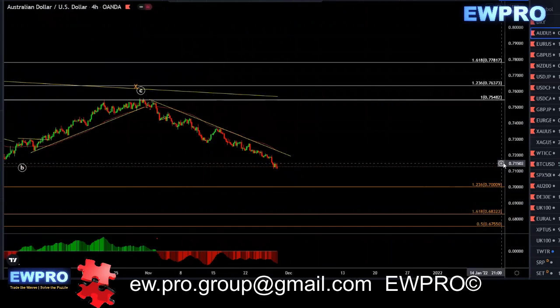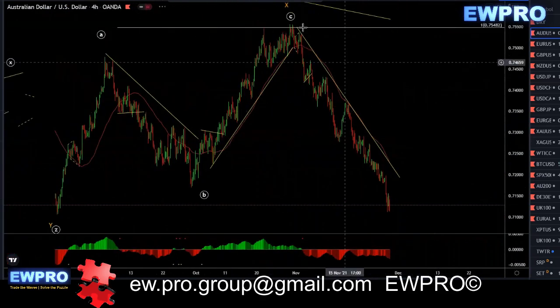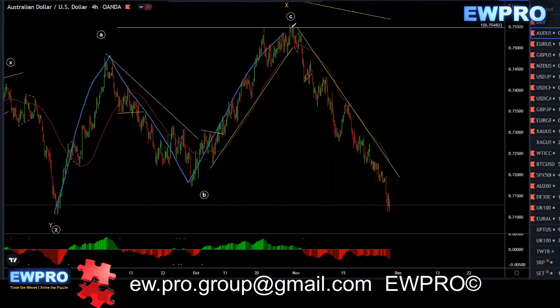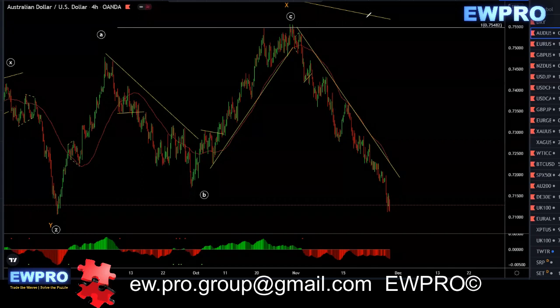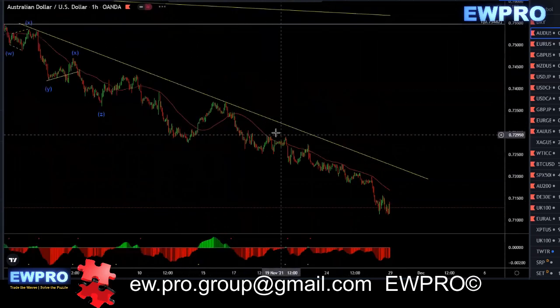On the H4, like I've been saying, we got that A, B, C up to the 100 fib, bounced off that 100 fib, and we got just one wave down here. You can only really look for sells, but it's gone too far. You don't want to be in the sell down the bottom.